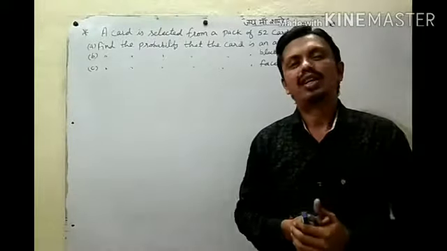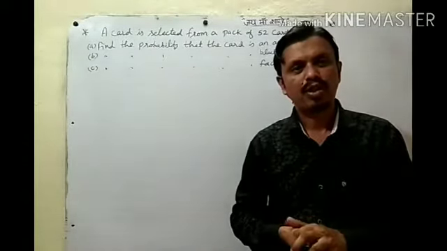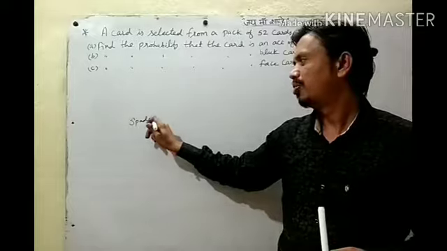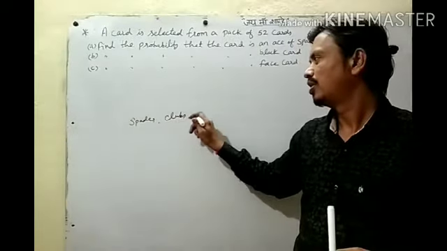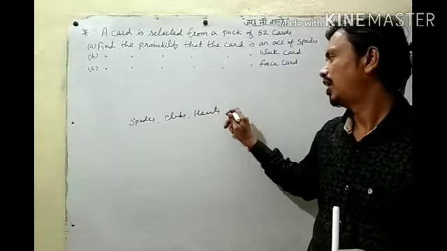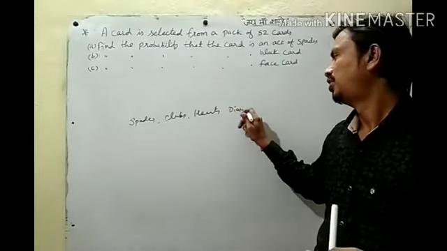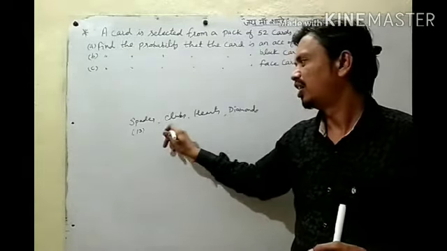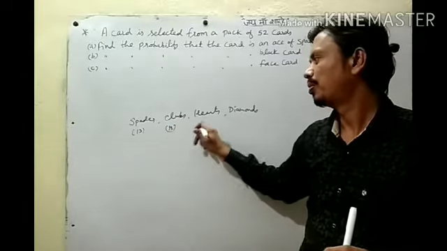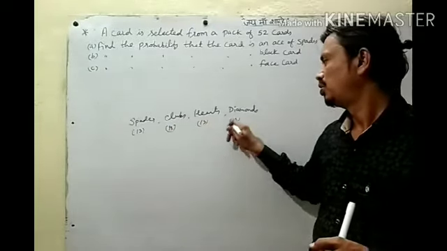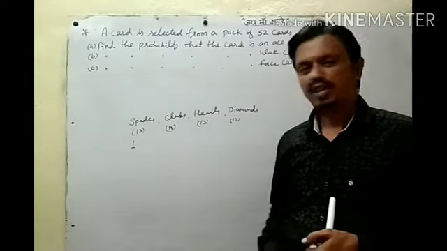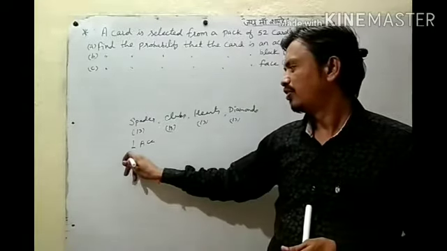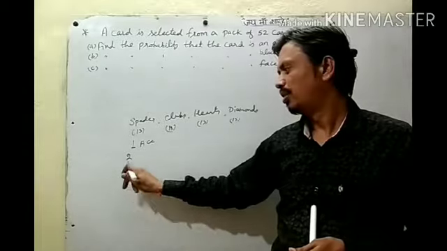There are a total of 52 cards divided into 4 groups. One group is spades, clubs, hearts and diamonds. These are the 4 groups. Each group has 13 cards. The first card is called Ace. Then from 2 to 10 numbers are there.